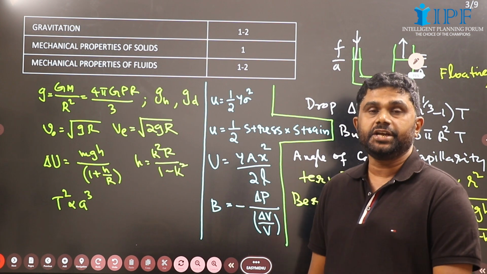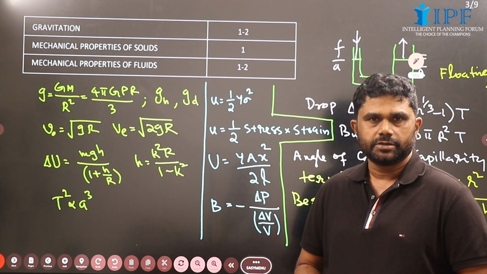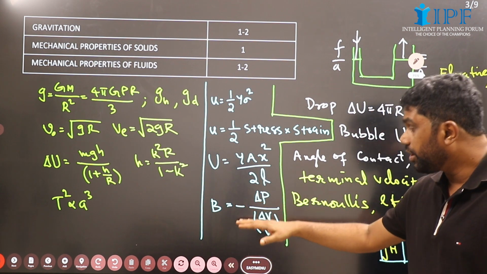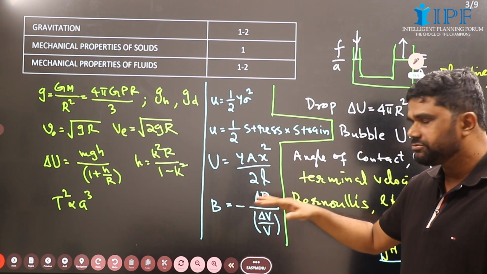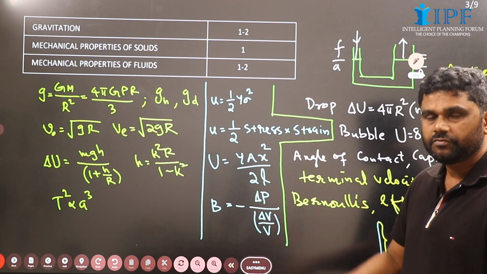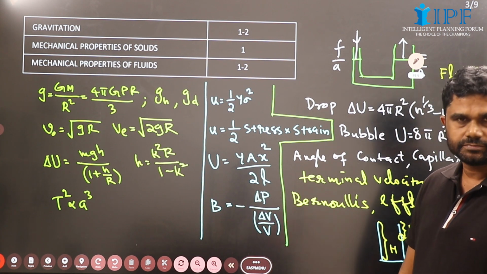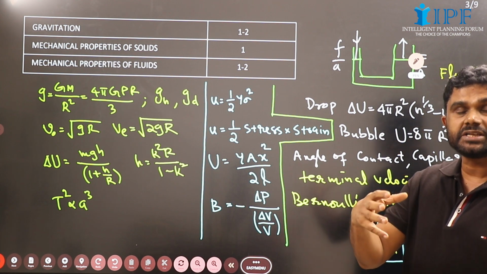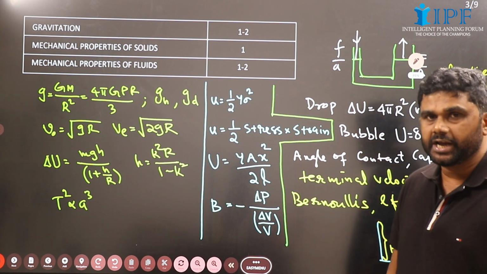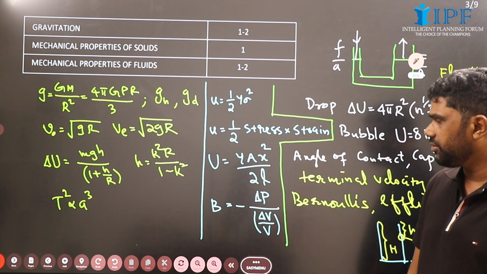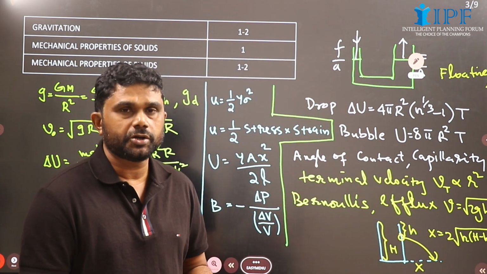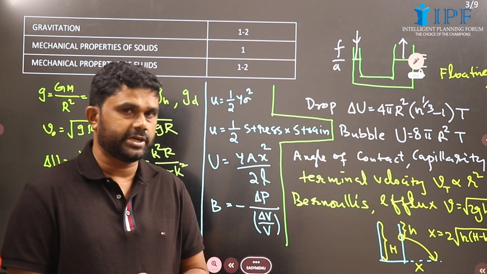Now the next thing is the bulk modulus. Bulk modulus is normal stress over volume strain. The negative sign shows that when this normal stress is increased, volume will decrease. Here the normal stress is nothing but the pressure. So delta P is the applied pressure, delta V is the change in volume, and B is the bulk modulus. The reciprocal of bulk modulus is called compressibility.